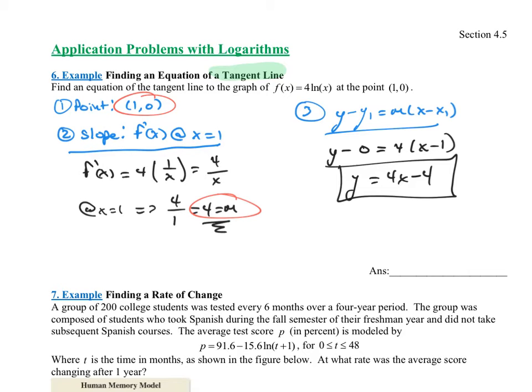Again, always a good idea. Verify your answer. Remember what the heck we're doing. So what we could do is go on to Desmos. We could graph y equals 4 natural log of x. We could graph the tangent line, y equals 4x minus 4. What we should be looking at is the picture of a graph where these two functions meet at the point 1, 0, and the slope of the tangent line, y equals 4x minus 4, should look like the slope of the graph at that point on the function y equals 4 natural log of x.